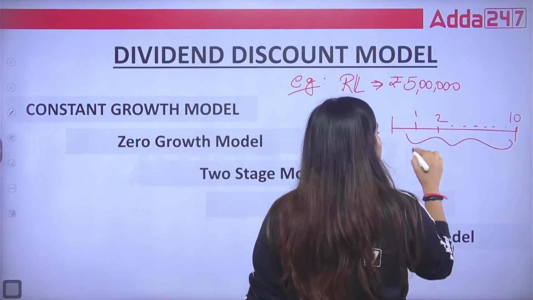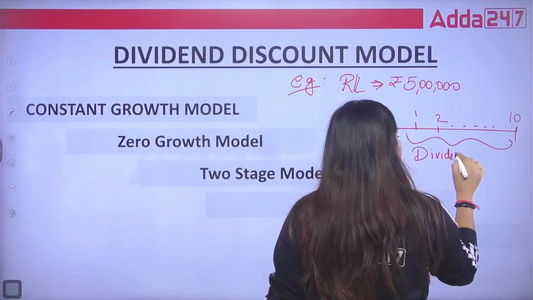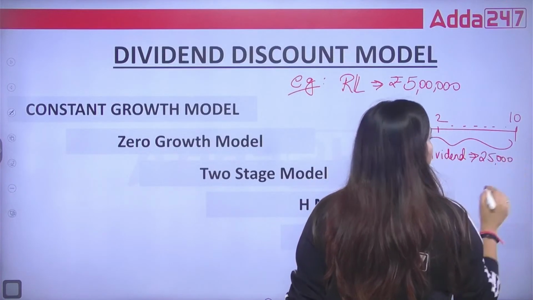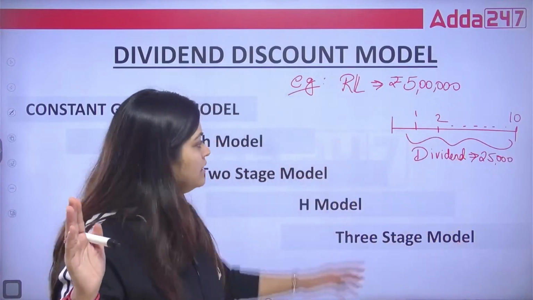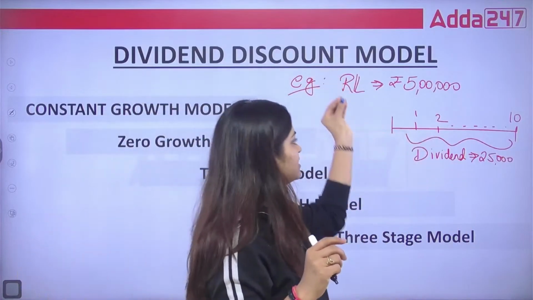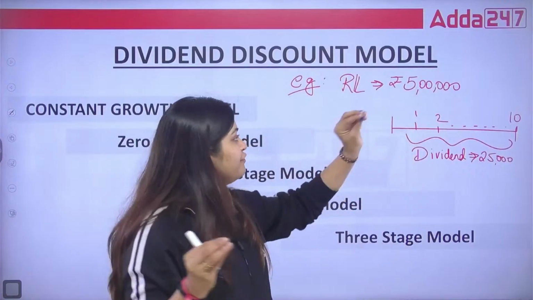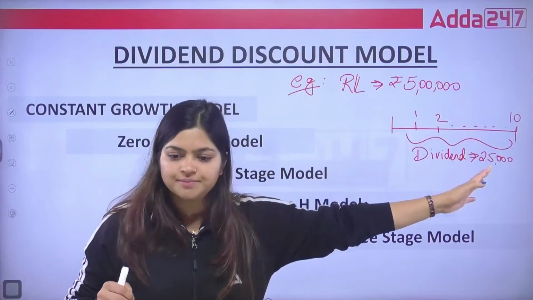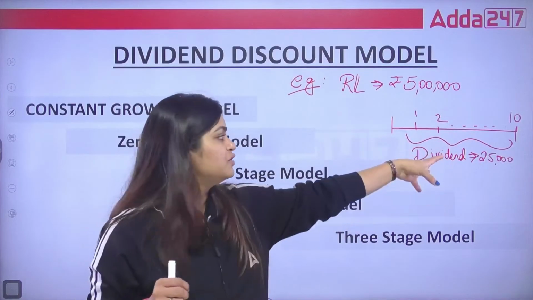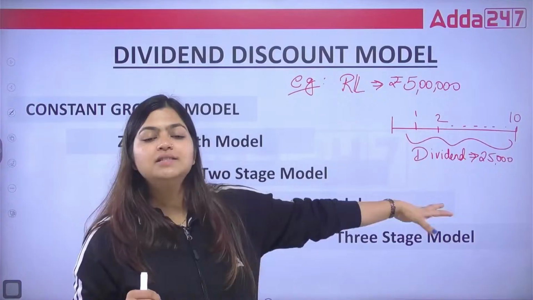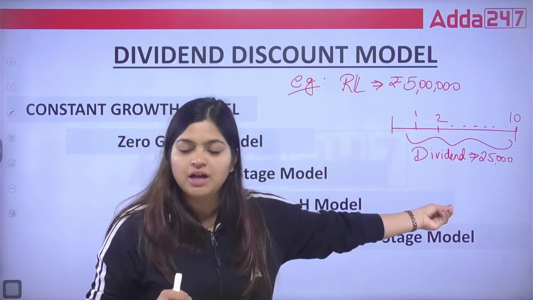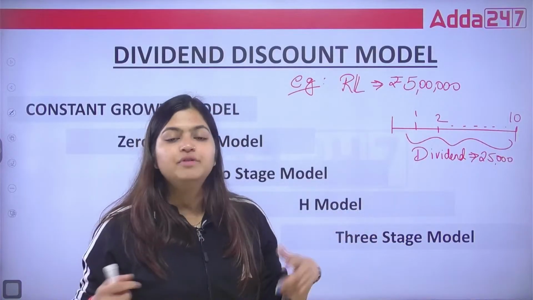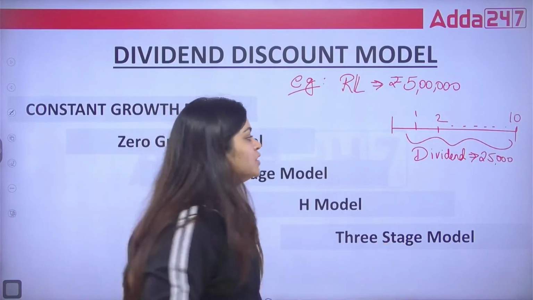Every year, this Reliance Industry will give a dividend of rupees 25,000 for the next 10 years. This Reliance company, after you invest 5 lakh, will provide you 25,000 each year. Now, whether this is a good, beneficial type of investment or not, we want to calculate that. Correct? So how can I calculate?